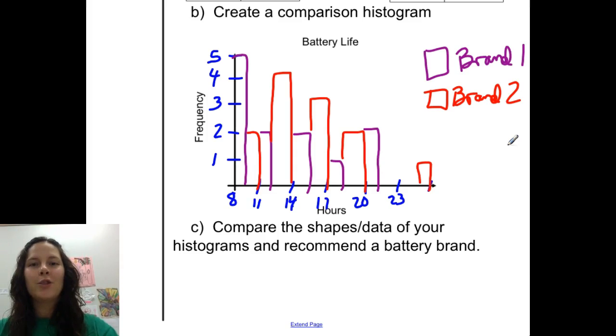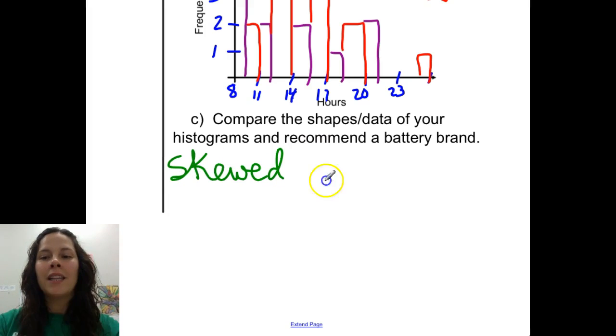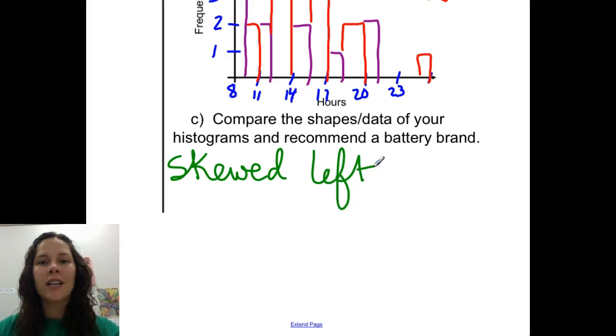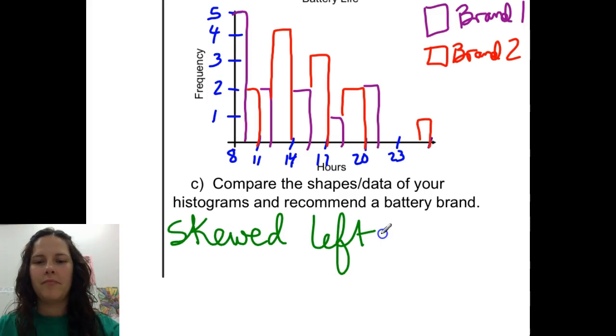Our last job is to analyze the data by looking at our histogram. What do we notice about the shape of the purple bars and the shape of the red bars, and how do they compare to one another? The purple bars started out high and then they kind of got uniform after that. The red bars seem to be skewed towards the left, but they are kind of higher in the middle and a little bit smaller on the outside. So I would say in general, both of these are skewed left. And when it is skewed left, it means most of the data is on the low side of the histogram. So it means that they both last for a shorter amount of time.